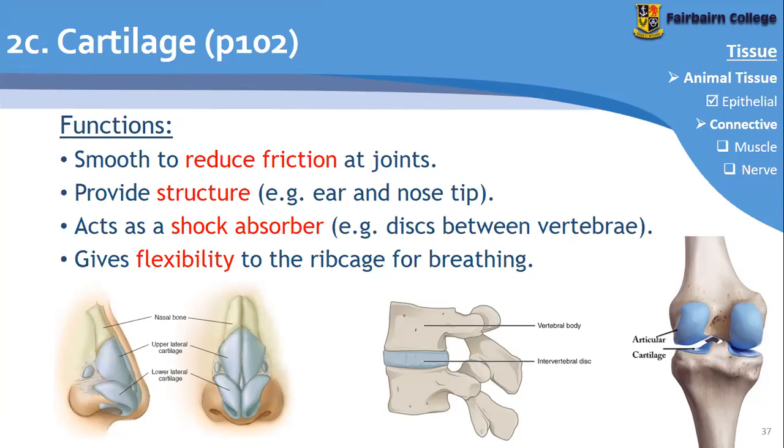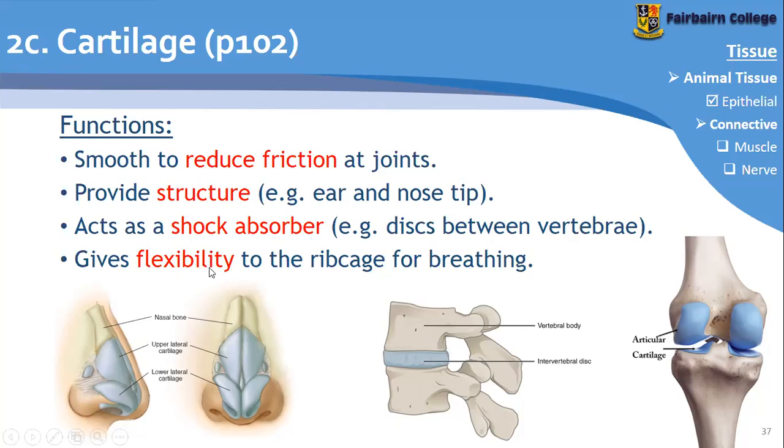So for example, your nose. In order for your nose to stay open and to be a rigid structure but still flexible, it makes use of cartilage instead of bone. And then it also acts as a shock absorber. So here you can see in between these vertebral discs, so that's in your back, you have the intervertebral disc, which will absorb the shock so that these bones don't go crashing into each other and cause a lot of damage. So very important for that.